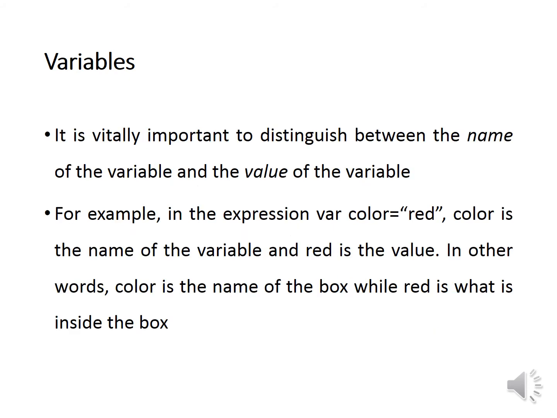If we explain broadly what a variable is, it is very important to distinguish between the name of the variable and the value of that variable. If the value of a particular variable is, for example, 15, that variable is an integer type. And if we define xyz = "John" in double quotes, that variable is a string type. In the previous slide we defined color as a string type of variable. In other words, color is the name of the box, while red is what is inside the box.